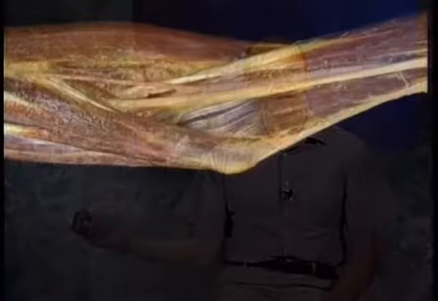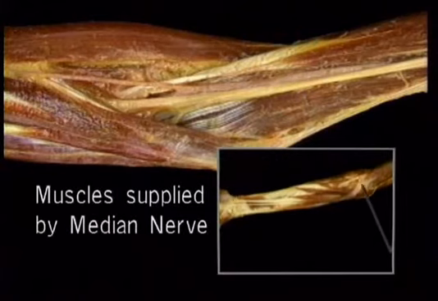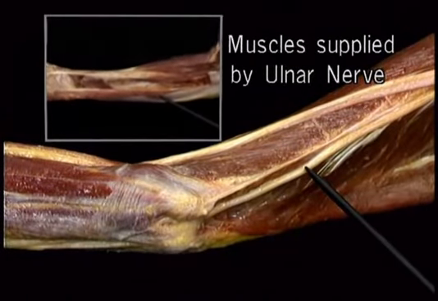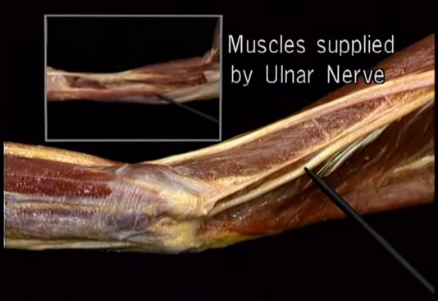Once they get below the elbow, the median and ulnar nerves get busy. Between them, they supply all the flexor and pronator muscles of the forearm. Of the muscles that we've seen already, the median nerve supplies four: pronator teres, flexor carpi radialis, palmaris longus, and pronator quadratus. The ulnar nerve supplies one muscle that we've seen so far, flexor carpi ulnaris.